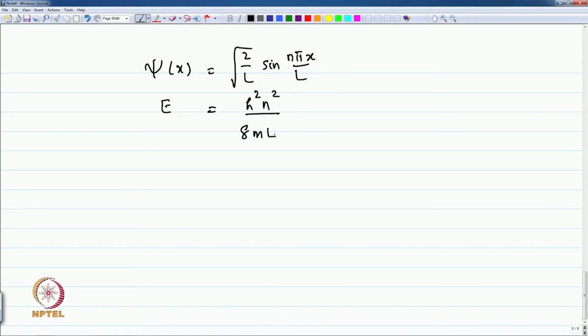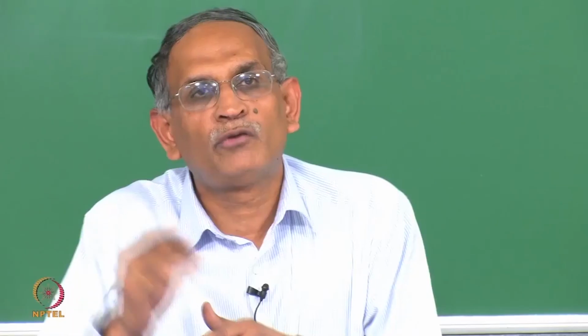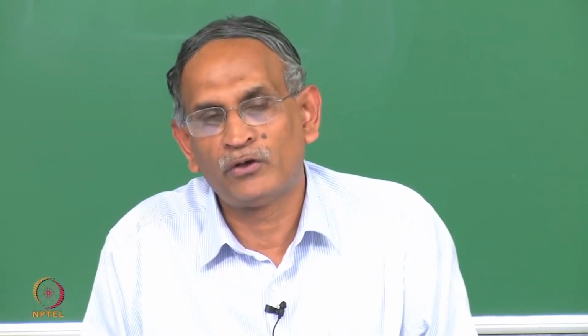h square n square by 8 m L square. Now, because the energy is given by the quantum number n, let me use a highlighter here, because it is given by n, and n can take any number of values, and for that n the corresponding wave function is sine n pi x by L. We see that there are many solutions to the wave function and many solutions to the energy.